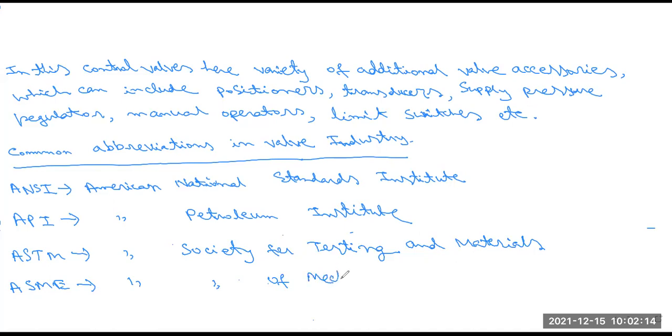Another one is ASME. This is the American Society of Mechanical Engineers. Okay, so these are the different organizations that we have to use for different types of process variable makers. Another is BS, and this name all of you have seen or heard, that is British Standards.